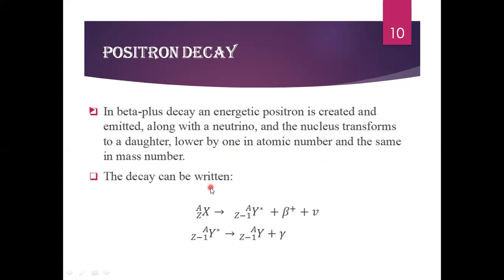The equation for the positron decay is written here, where X represents the parent nucleus, Y is the daughter nucleus in the excited state, and it has a decreased atomic number by 1, and it shows beta plus decay or positron decay with a neutrino released. So the excited daughter nucleus further undergoes gamma decay and becomes stable, or comes to the ground state.